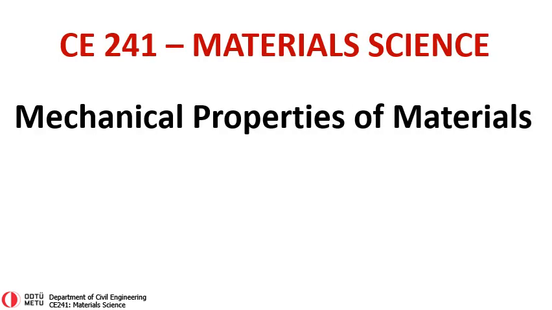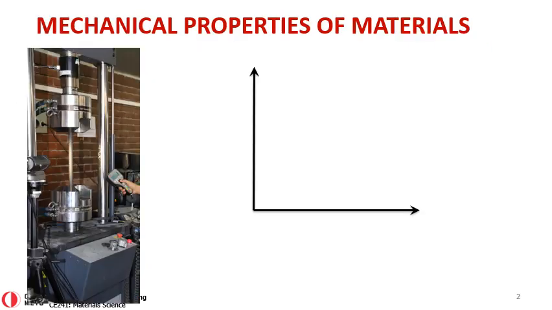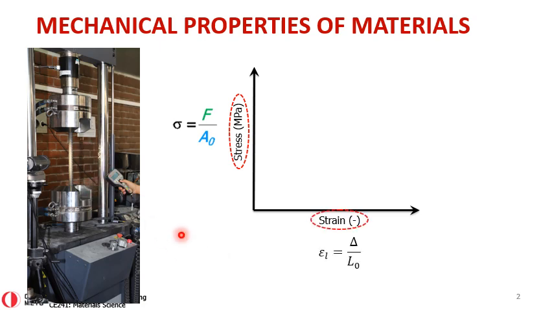So we are continuing on the mechanical properties of materials, and now we will be looking at the elastic and plastic type of deformation that we observe in materials, and then we will be looking into some ideal material behavior. Now, in our last video, we have seen the uniaxial tensile testing of a steel rebar, and we have learned that from the loads and deformations that we obtain during such testing, we can draw the stress-strain diagram of a steel rebar, which is basically a mechanical property of the steel rebar.